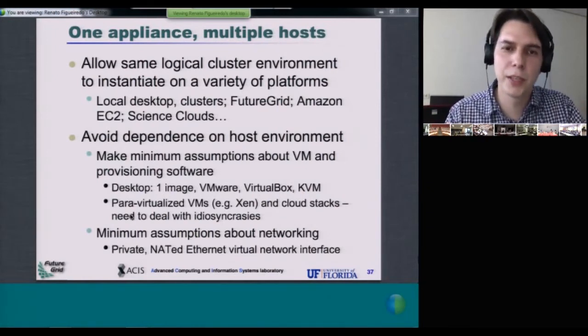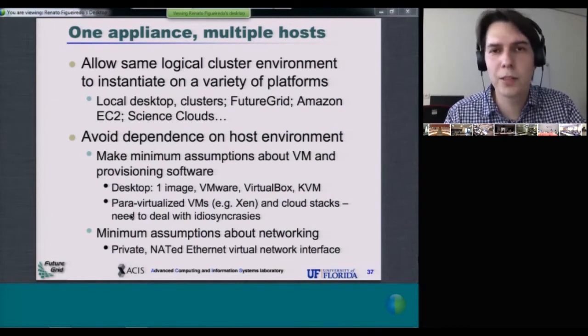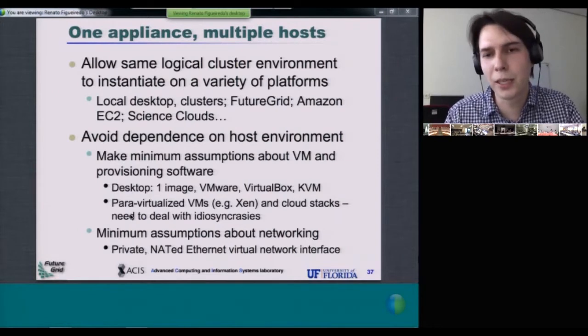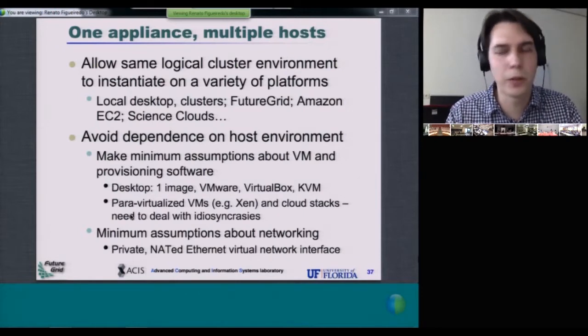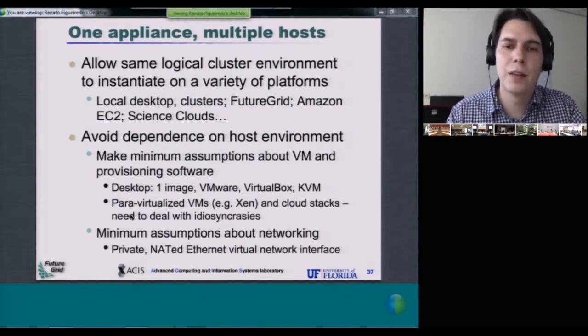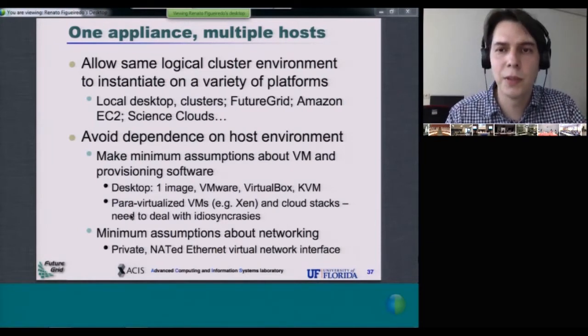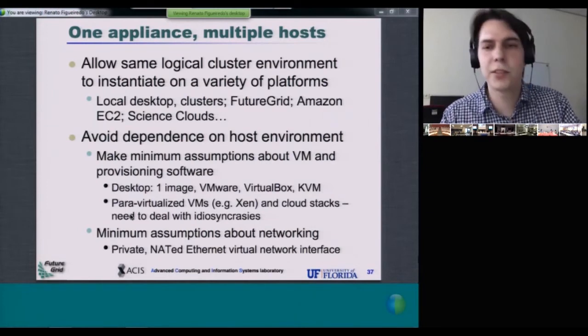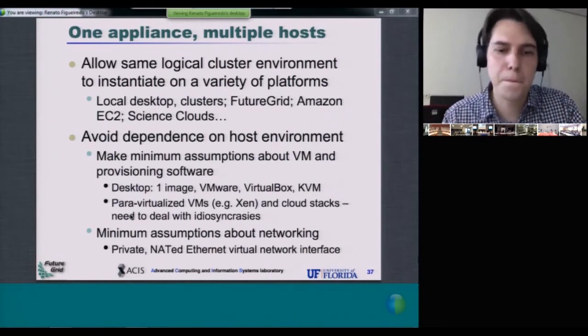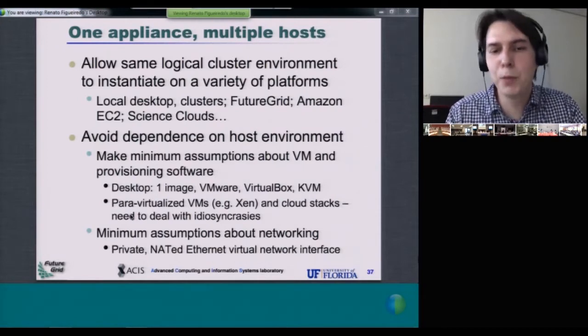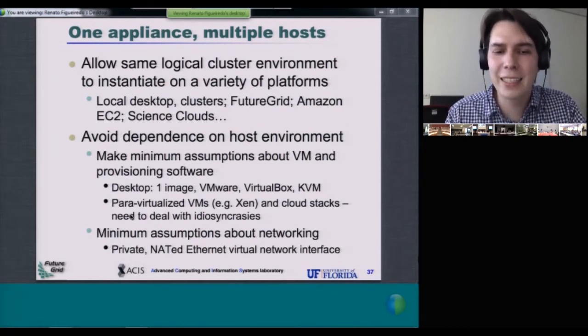The Grid Appliance in particular works with VirtualBox, VMware, KVM, and you can deploy on a local desktop, on a local cluster, on FutureGrid, on a Science Cloud, or Amazon EC2, or any other provider. You may have to convert a virtual machine image, a virtual appliance image, but the system is configured so that it makes that process simple. And it makes minimal assumptions about networking. At the very least, all you need is a private address inside the virtual machine with a NAT virtual network device.